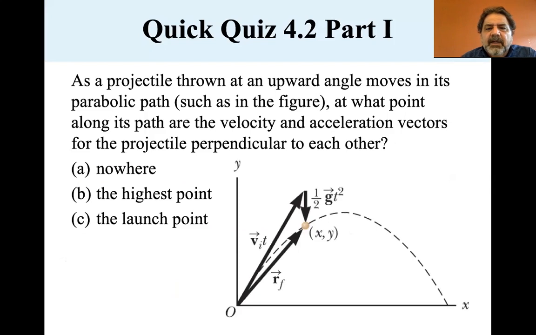So they're just describing the equations of motion for the y position. Okay. As a projectile is thrown at an upward angle, it moves in its parabolic path, such as in the figure. At what point along its path are the velocity and acceleration vectors for the projectile perpendicular to each other? A, nowhere; B, at the highest point; or C, at the launch point. At what point along its path are the velocity and acceleration vectors for the projectile perpendicular to each other?